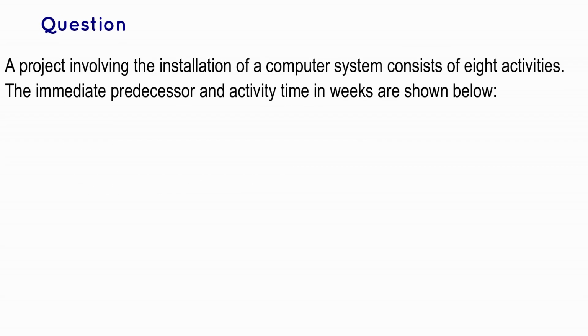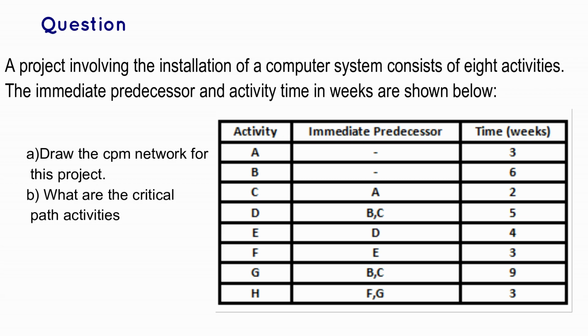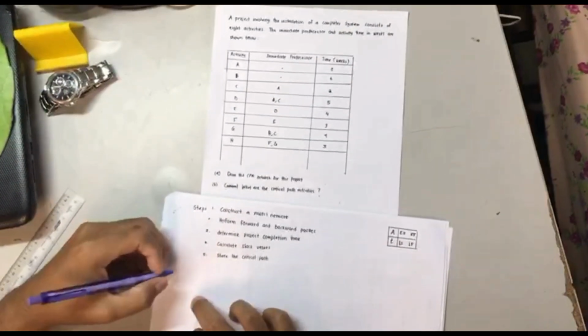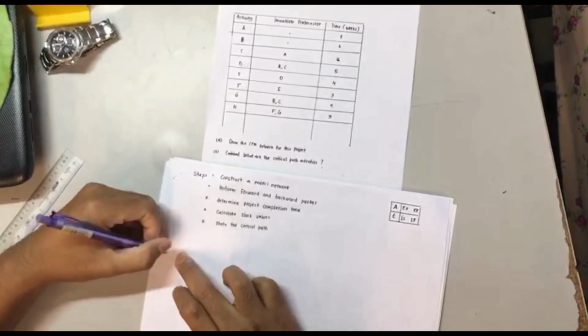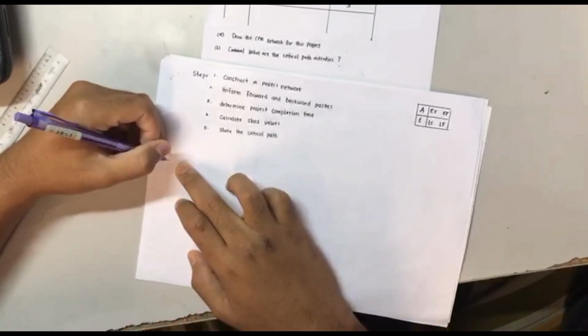A project involving the installation of a computer system consists of 8 activities. The immediate predecessors and activity times are shown below: activities A, B, C, D, E, F, G and H. So, the question is, draw the CPM network for this. Okay, we go to the first question first: draw the CPM network for this project.